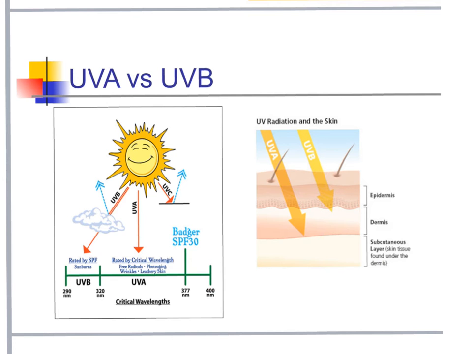So here is a diagram of the skin. And so we have the epidermis, which is the top layer, and the dermis, which is the sort of lower layer or deeper layer. And UVB will not reach the dermis, whereas UVA will. So in order to protect your skin from the sun, and you really need to protect it, you need to find a sunscreen that contains both UVA and UVB protection, and it'll say UVA and UVB on the bottle.